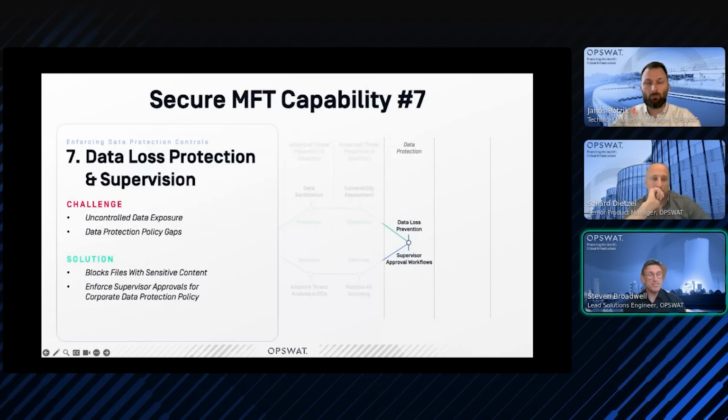Okay, well, you did mention DLP. Funnily enough, it was almost like you knew what number 7 was going to be. So yeah. Oh God, what's next, Steve?